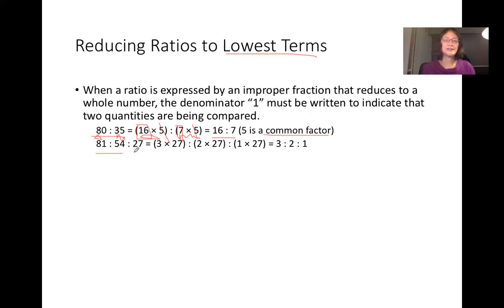Let's look at this example, 81 to 54 to 27. We know 81 can be expressed as 3 multiplied by 27, 54 is 2 multiplied by 27, and 27 is 1 multiplied by 27. We have 27 as a common factor. So we drop 27 and only have 3 to 2 to 1.